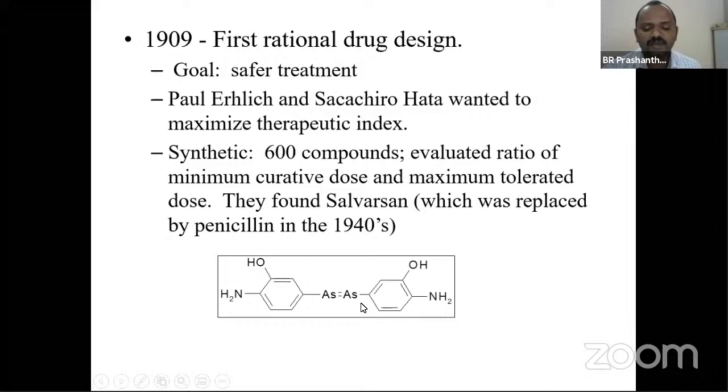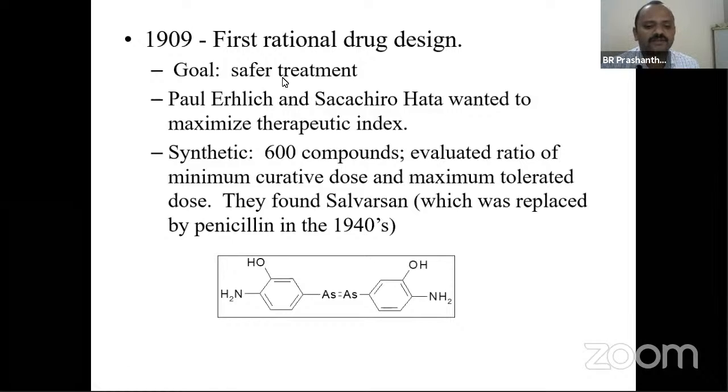Okay, but it was being used as a drug at that point of time. In the past we have used it as a drug. It was a very unfortunate thing that such a structure, such a molecule, we have used as a drug.